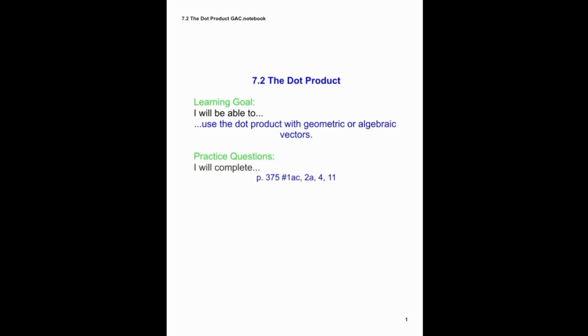So what are we going to talk about today? Well, we're going to talk about the dot product geometrically. We're going to talk about the dot product algebraically, and then we're going to look at how they connect to answer some real-world problems.